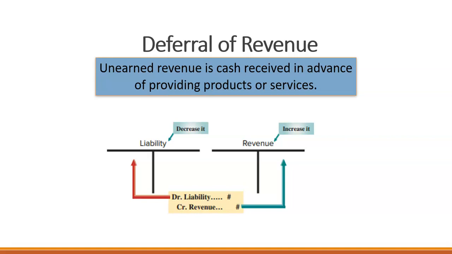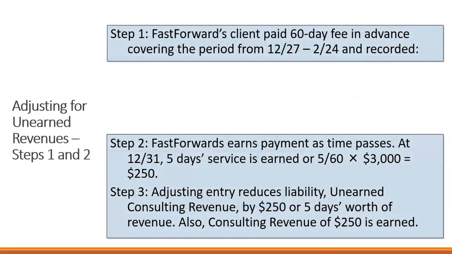When we are going to record that revenue, we're going to decrease the liability and increase the revenue. So the journal entry for that is a debit to the liability account of unearned revenue and a credit to the revenue account.